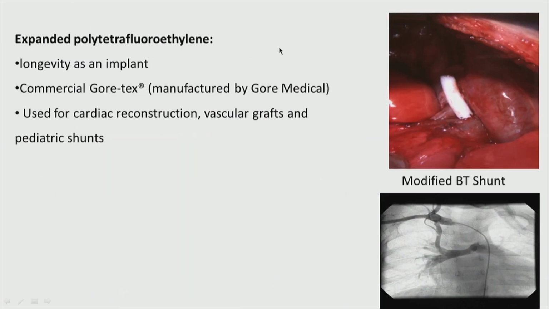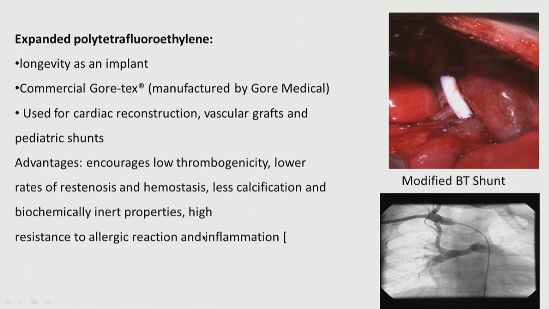Let us look at ePTFE, that is expanded polytetrafluoroethylene. Its longevity is very good. There is a manufacturer called Gore-Tex. This is a picture of this. This is used as a shunt, connecting different parts, especially the aorta. This is used for cardiac reconstruction, vascular grafts, and pediatric shunts. These are all pediatric. This is made up of PTFE. This may be about 2.5 mm in diameter.